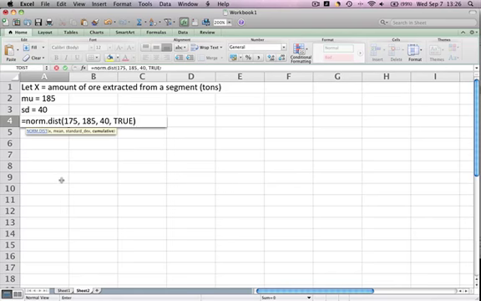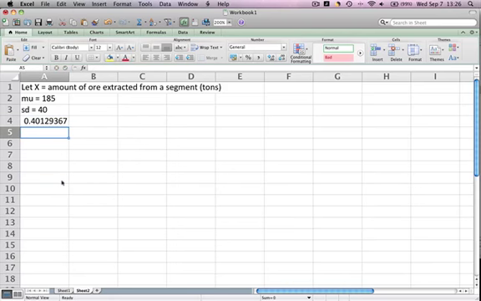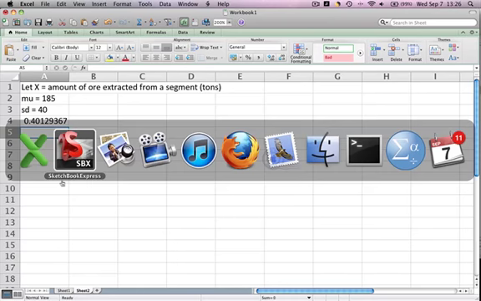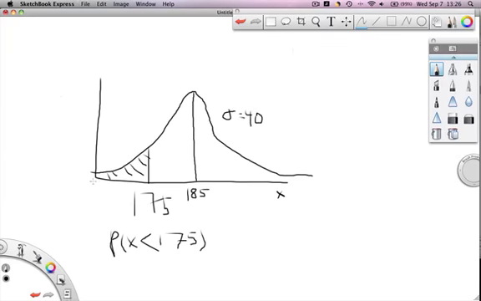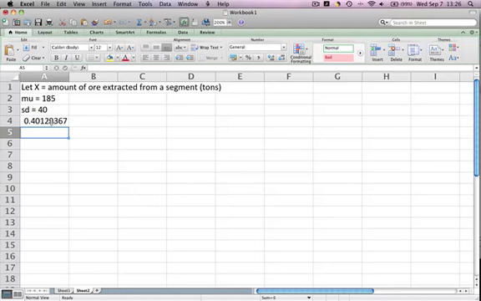What that means is we want to find the area to the left. That's what we mean by cumulative, the area to the left. Now if we hit enter, you'll see it's about 40%. Notice that the cumulative distribution always refers to the left tail. We're going to find some other problems in a second where we have to find the right tail or a slice in the middle, but for now that's how we do the left tail.